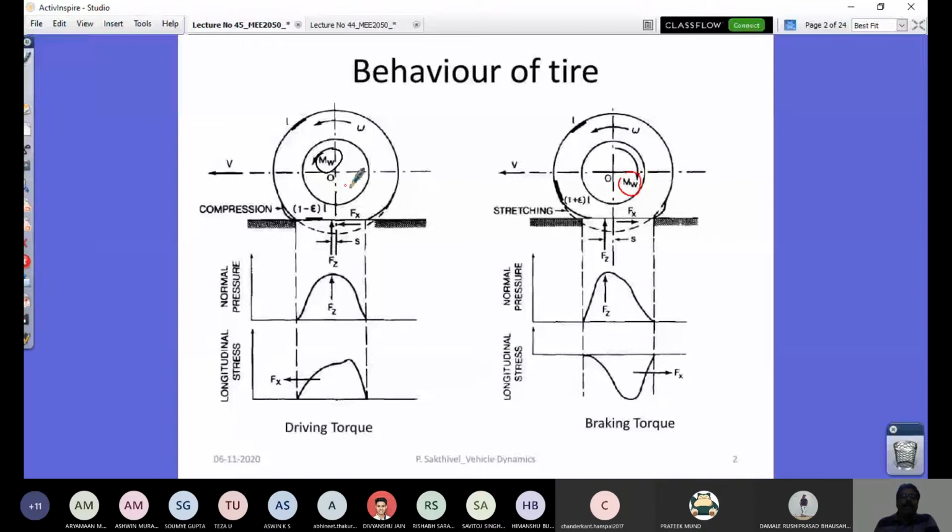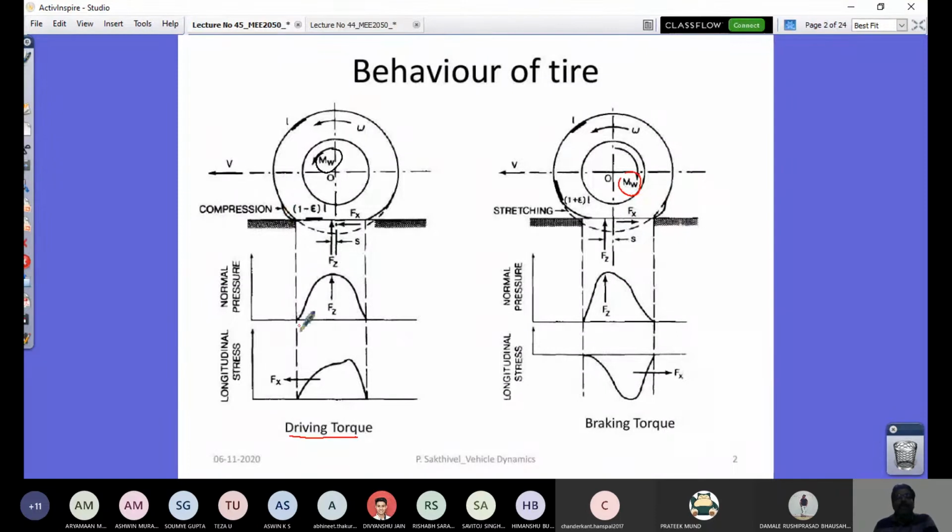When you apply a driving torque, the front of the contact patch is under compression. So the elemental length L considered will have its length reduced, and 2 pi r will have a reduction in length. That is given by this longitudinal strain. This strain is essentially because of the elastic deformation of the tread in front of the contact patch, which undergoes compression when you apply the driving torque.